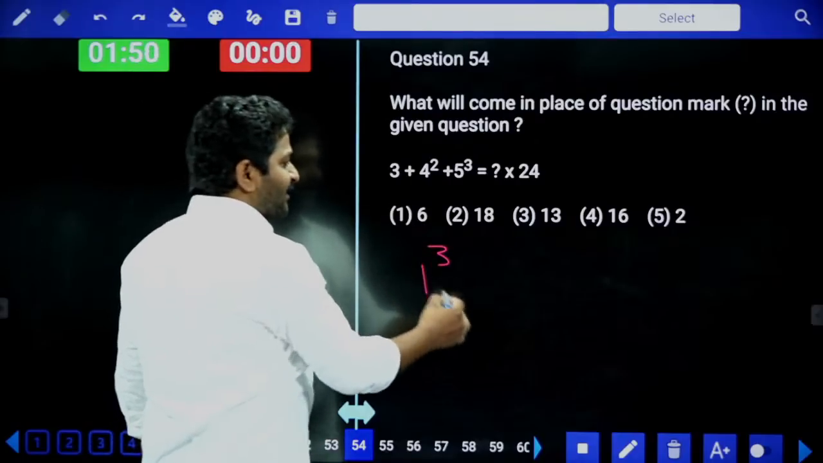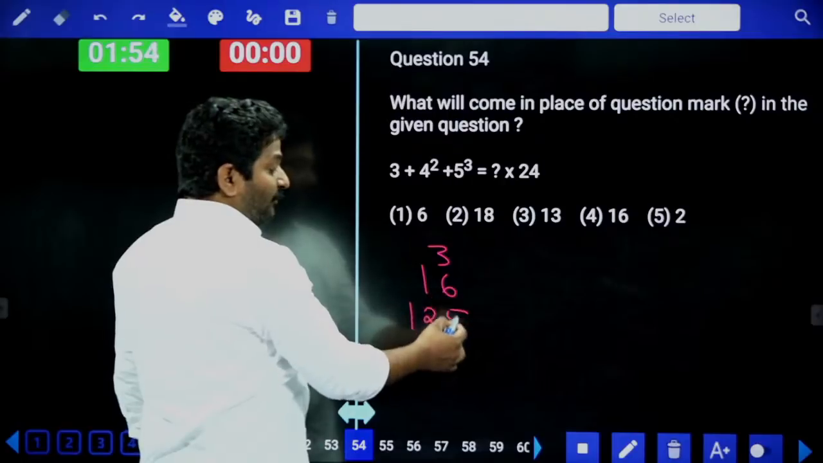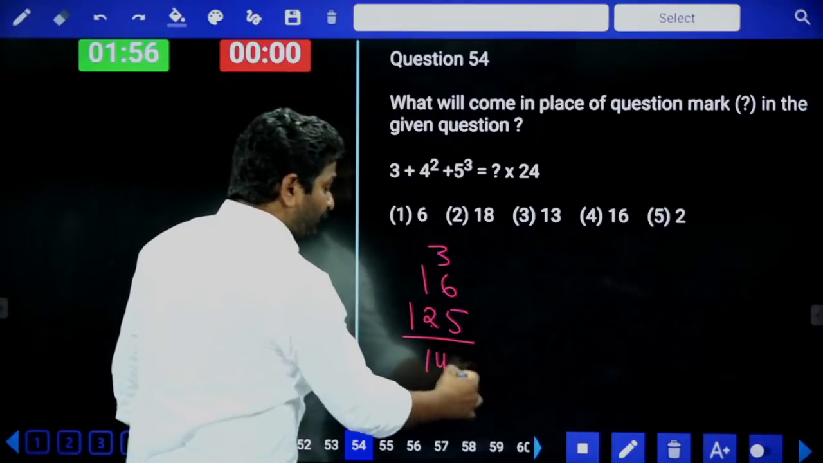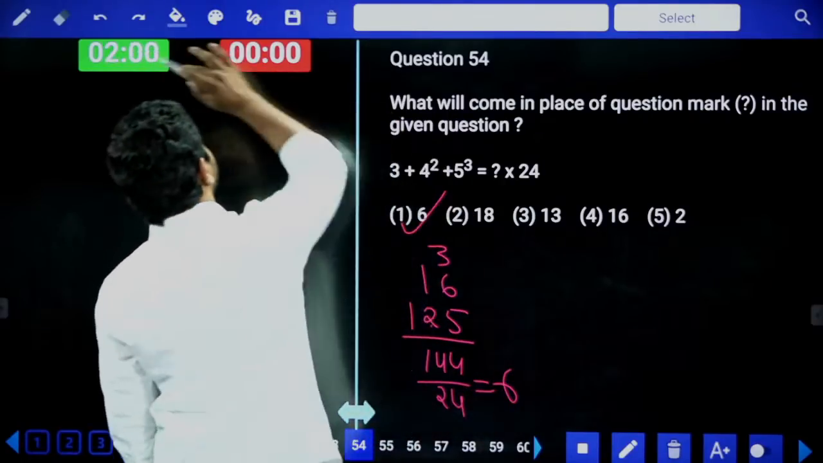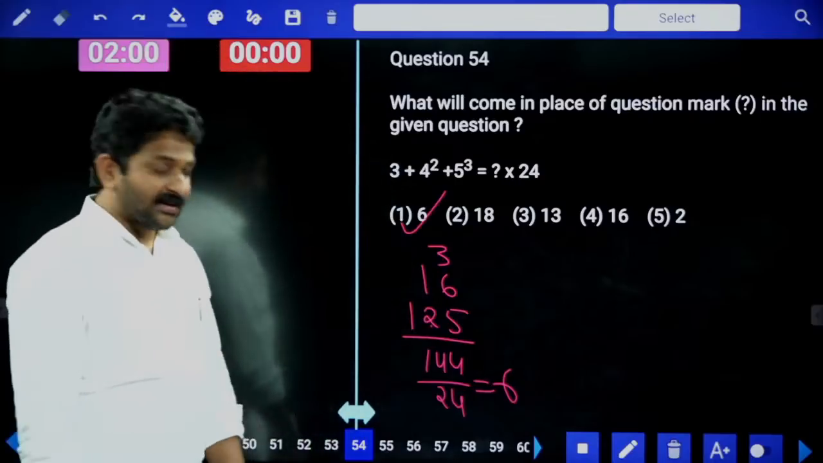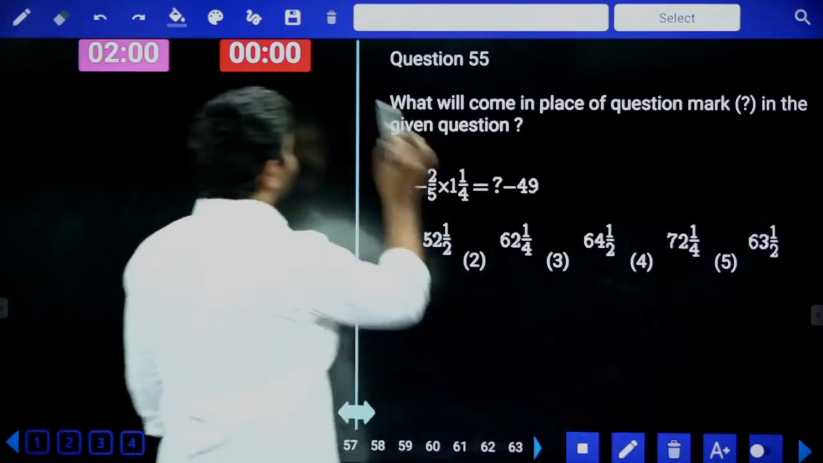3, 4 square 16, 5 cube, that is equal to 125. 130, 140 and then 4, 144 divided by 24, which is equal to 6 times. First option, final answer. 6 times. And the next question.